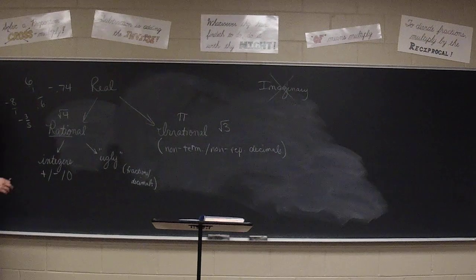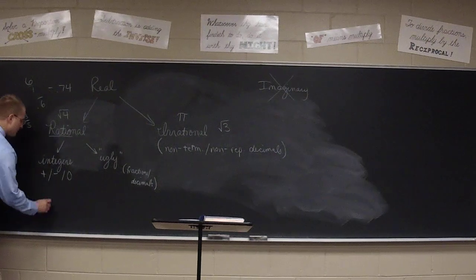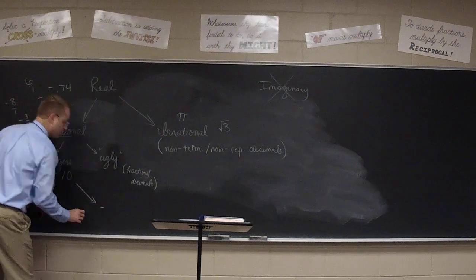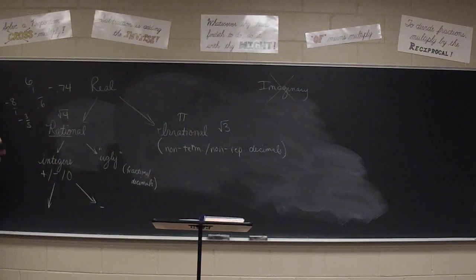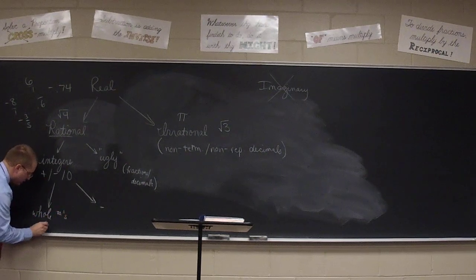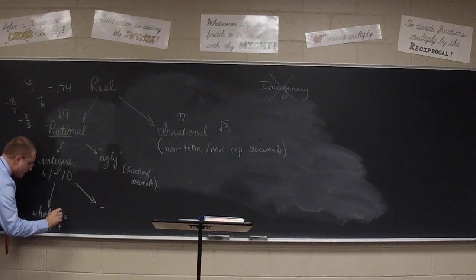Integers, though, could be broken down into simpler things where we would say, well, let's take all the negatives, because some people don't like negatives, and let's throw those in one category, and let's just keep 0 and positives. What numbers are just 0 and all the positives? Whole numbers. That's just 0 and positive values.